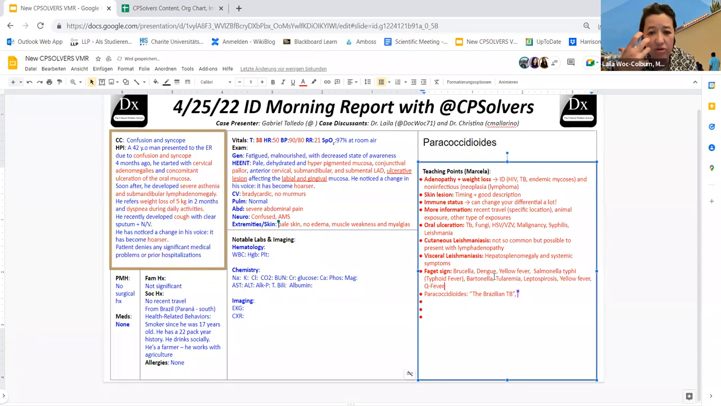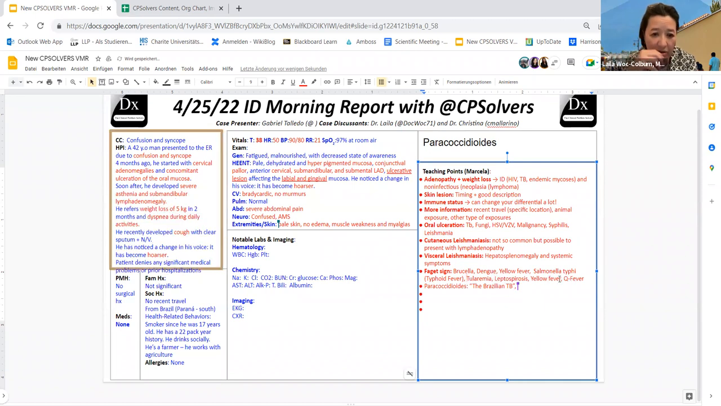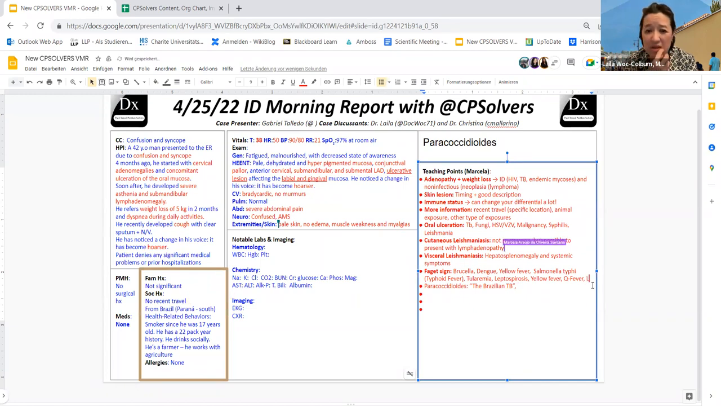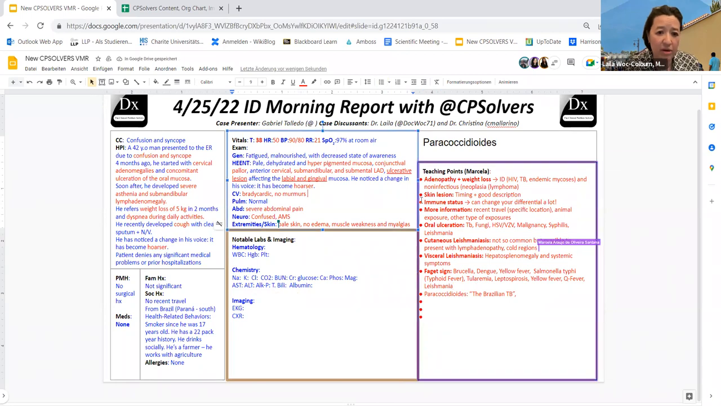The other thing, usually the lesions from leishmania are in areas that are colder, like the nose, like the skin, not so much into the mouth, which is a hotter region. So that would go against leishmania.